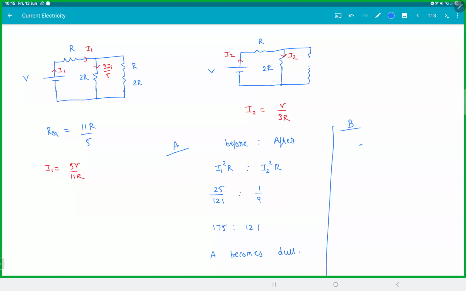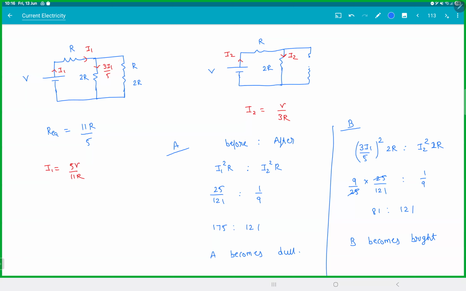This would be initially (3I1 by 5) whole squared by 2R is to I2 squared by 2R. Resistance cancels off anyway. So this will be 9 by 25 into I1 squared, which is 25 by 121, is to I2 squared, which is 1 by 9. 81 is to 121. B actually becomes brighter. So compared to before shorting, B becomes brighter. D will shut off, A becomes dull. Is that clear, everyone?